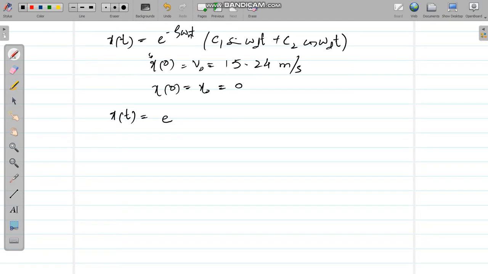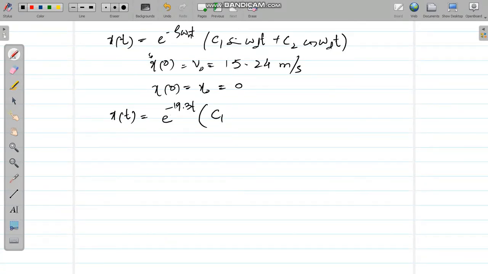So first putting in the values: zeta is 0.22, and omega n is 350 into 10 power 2 divided by 4.53. This is what our omega n is. The value comes out to be 19.3. So e to the minus 19.3 t times C1.